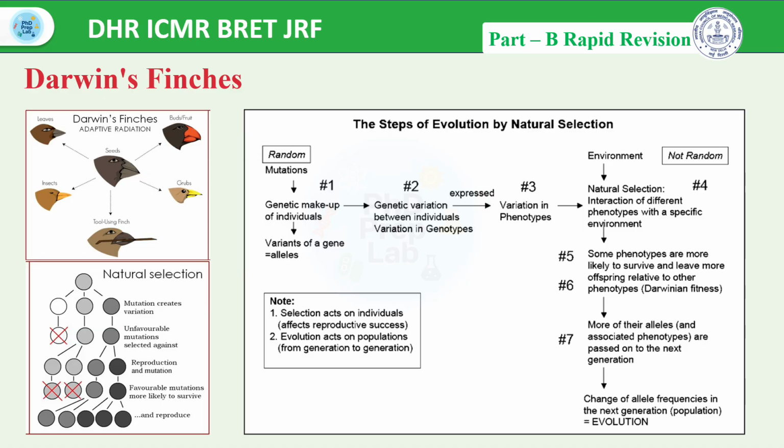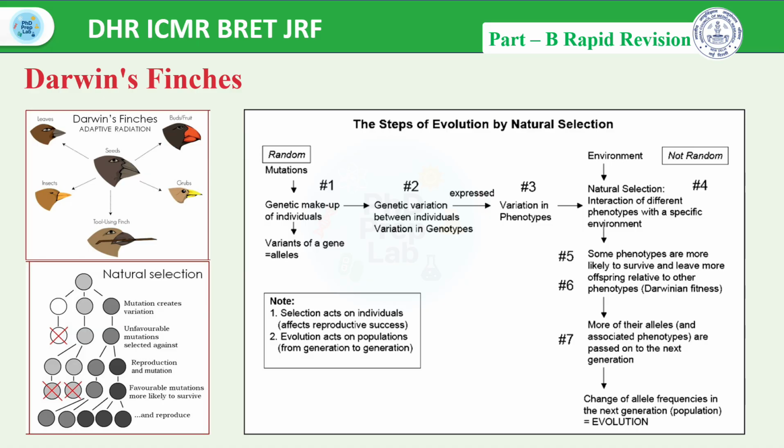Now there is this chart of the steps of evolution by natural selection. It states that random mutations first accumulate in the genetic makeup of the individuals, and variation of a gene allele is developed. An allele is the alternative form of one gene. So these alleles develop, and then genetic variation between the individuals occurs in the genotypes. Then variation in phenotypes is seen.